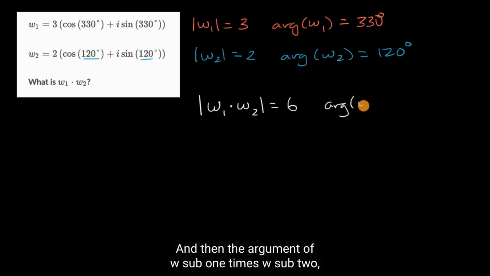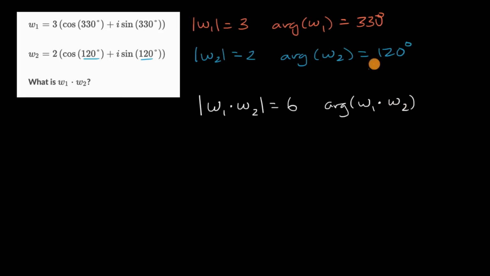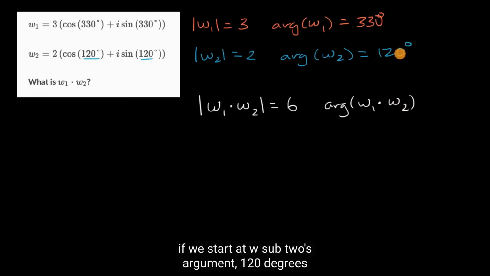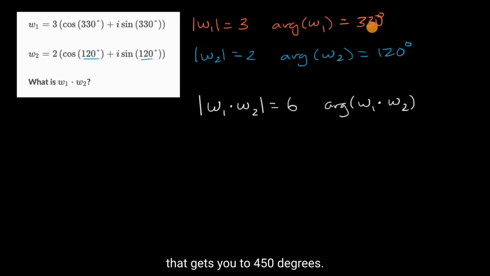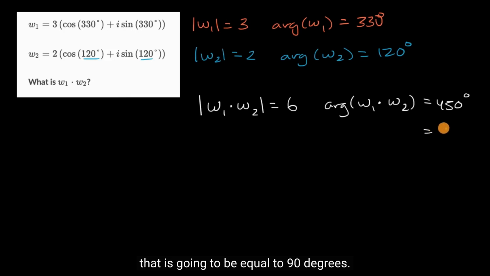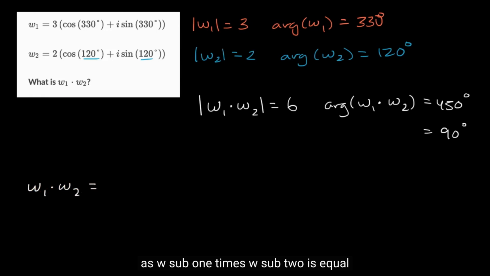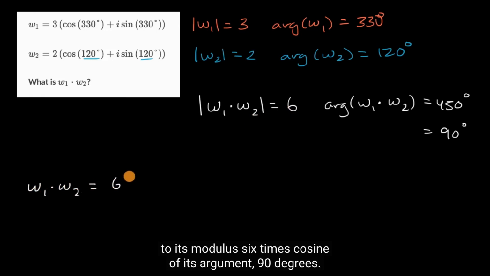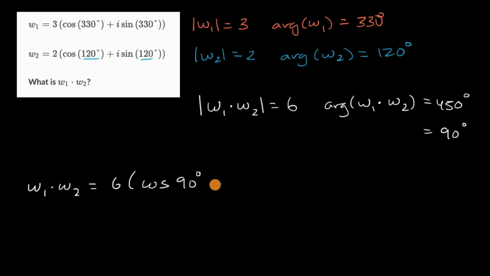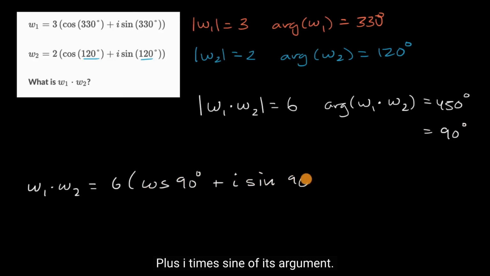And then the argument of w sub 1 times w sub 2. If we start at w sub 2's argument, 120 degrees, and then we rotate it by w sub 1's argument, well, then you're going to add these two angles. That gets you to 450 degrees, which is more than a complete rotation. So if we wanted to give it an angle between 0 and 360 degrees, we just subtract 360 from that, and that is going to be equal to 90 degrees. And so we can rewrite the product w sub 1 times w sub 2 as its modulus, 6, times cosine of its argument, 90 degrees, plus i times sine of its argument.